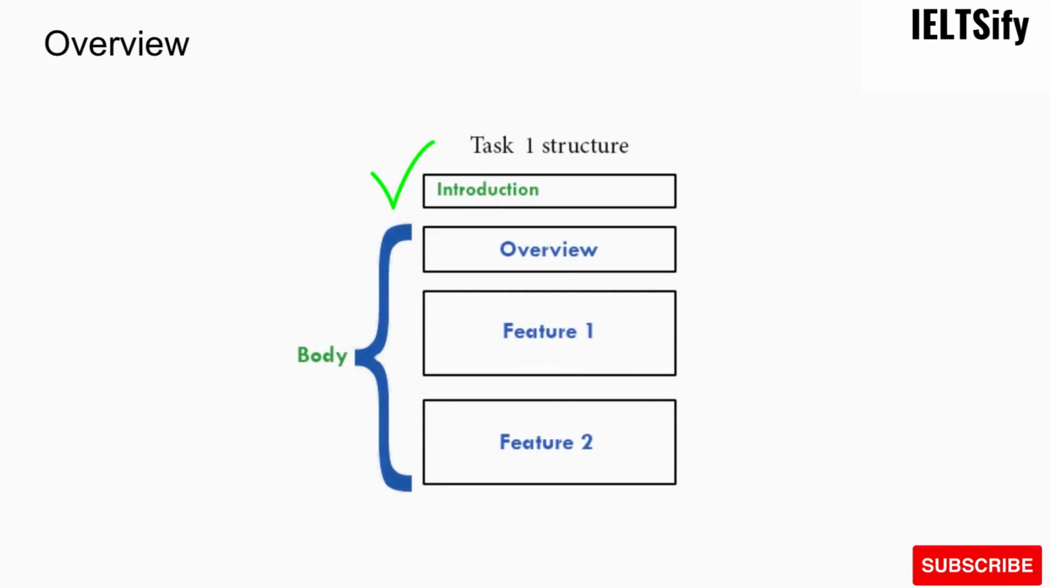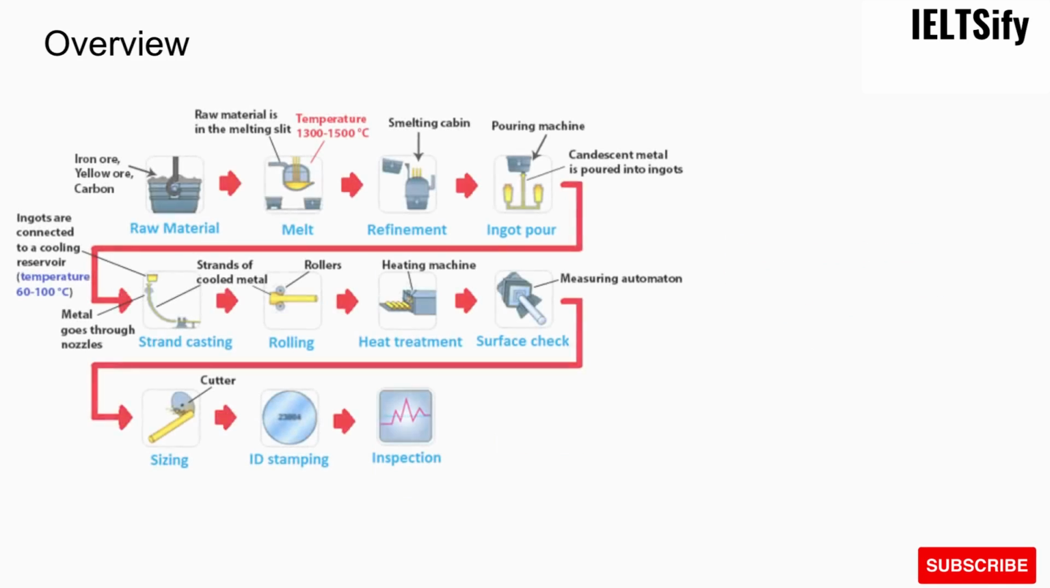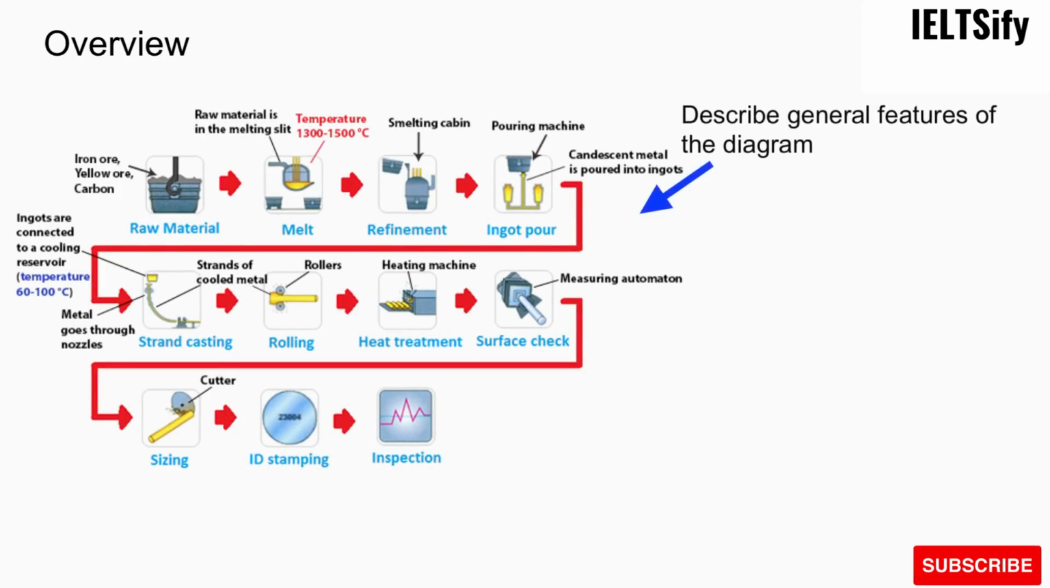Now, let's move on to the next paragraph. And our next paragraph is a general overview. This is a very important paragraph. To achieve a band 6 or more for a Task 1, you must provide the overview. In the overview paragraph, you describe general features of your diagram. But unlike line graphs, pie charts, and bar charts, process diagrams have no general trends or key changes to identify.